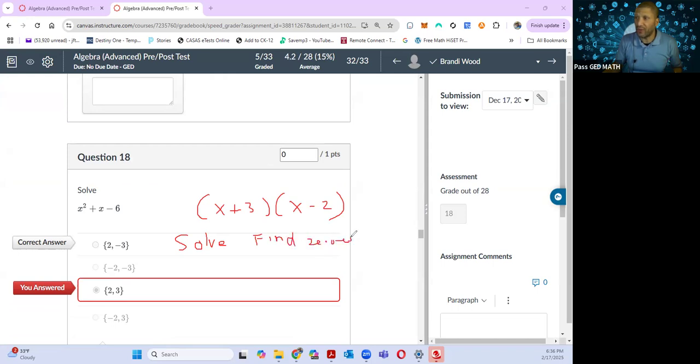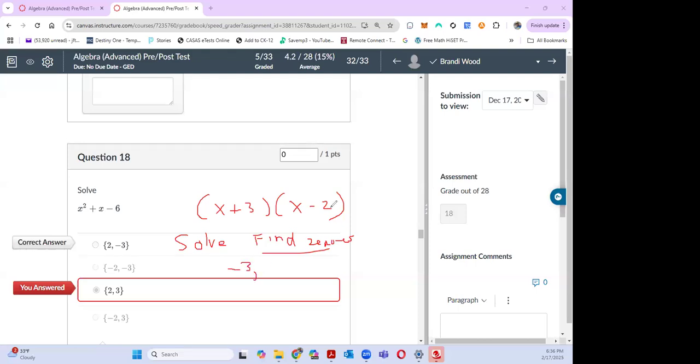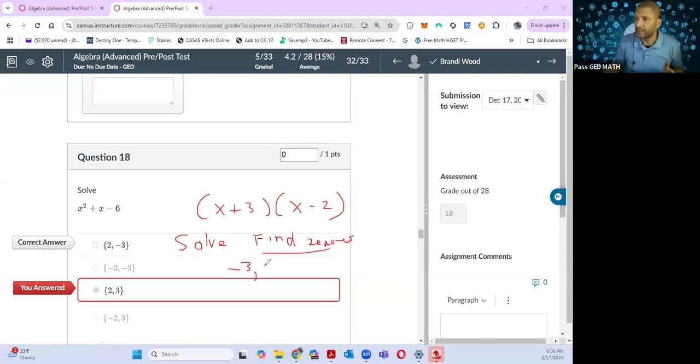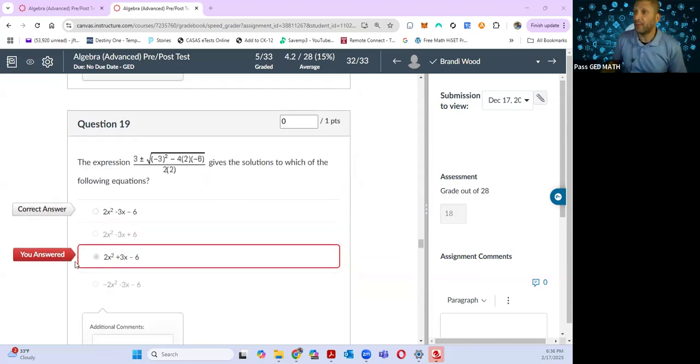So what values of X would make this 0? The opposite of plus 3 is what? -3. The opposite of minus 2 is what? +2. That's it. So sometimes on the exam, they're going to ask you to factor it. Sometimes they're going to ask you to solve it. You got to be ready for both. That's almost another guarantee.